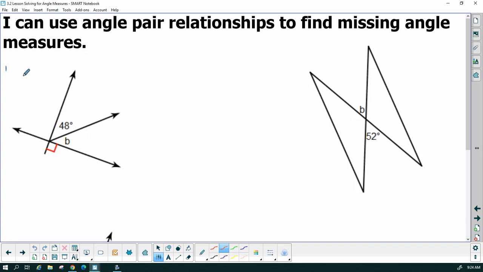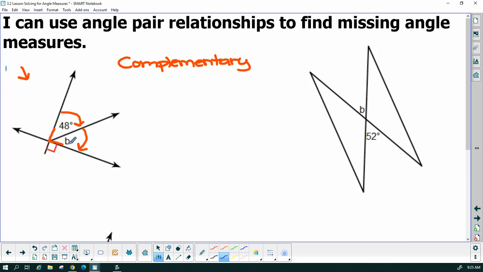And so if I look at this first one here, I have these two angles, this angle that's 48 degrees and this angle that we call angle B, and they are making a right angle. And so these are a pair of complementary angles. What we said in the last video is that complementary angles come together to make 90 degrees. And so I can write an equation that represents that relationship. And I really want to encourage you to write the equation, even if you don't need it for some of these, because we will get some that are a little more difficult, and we'll need the equation.